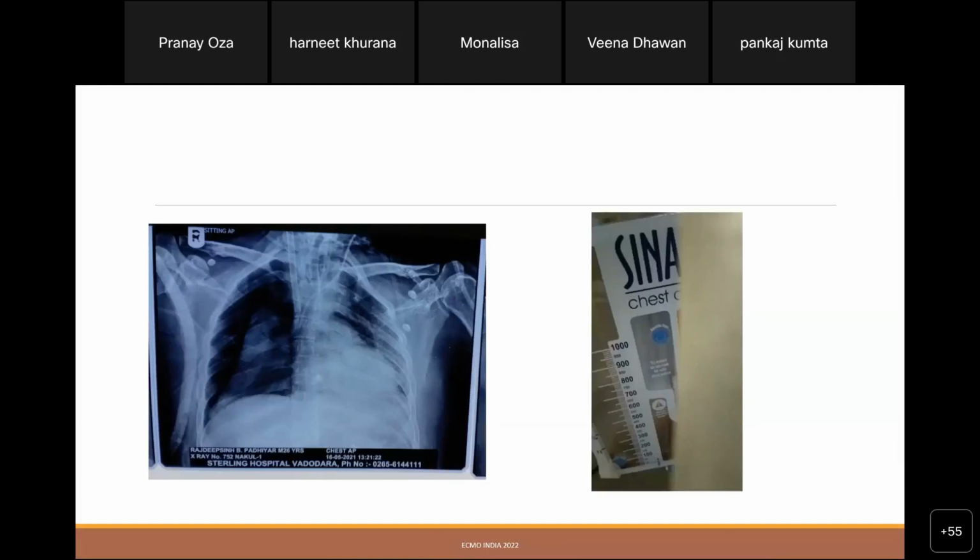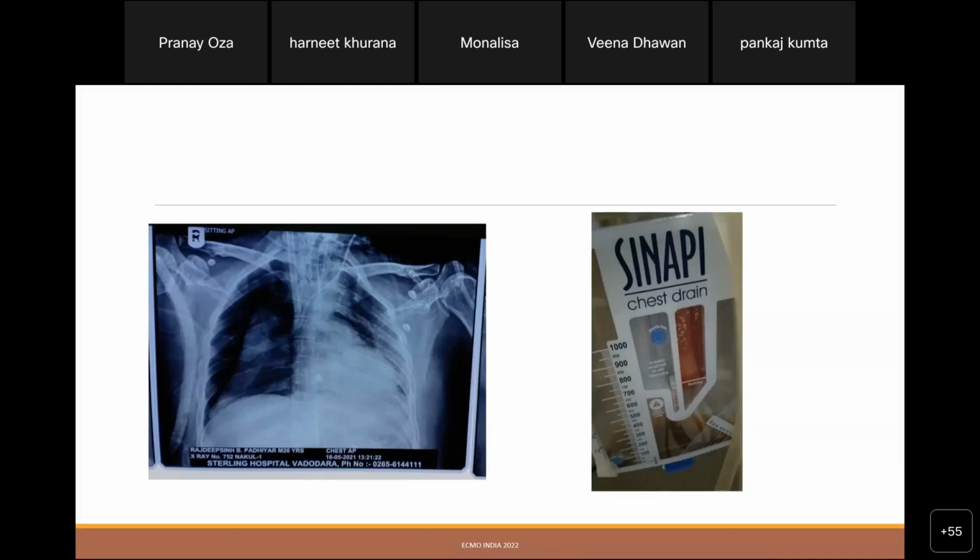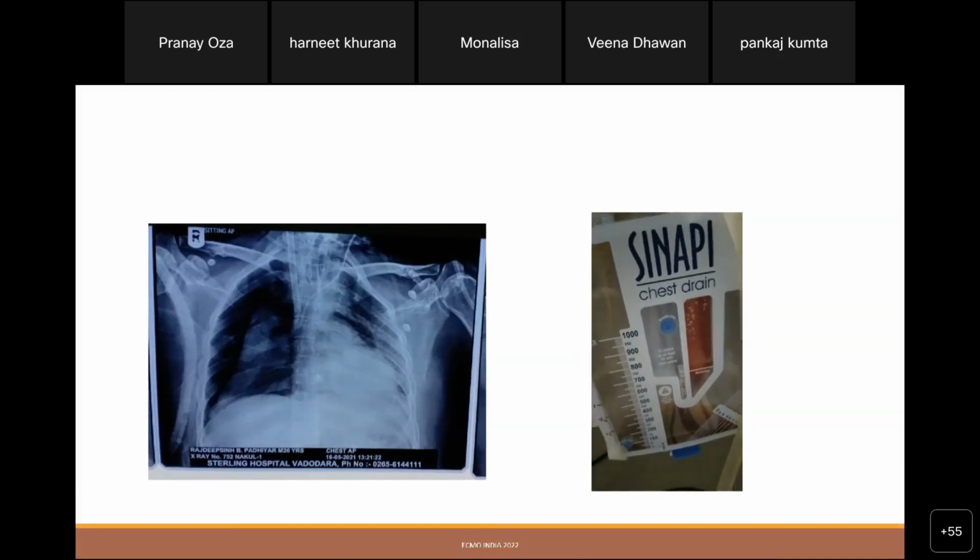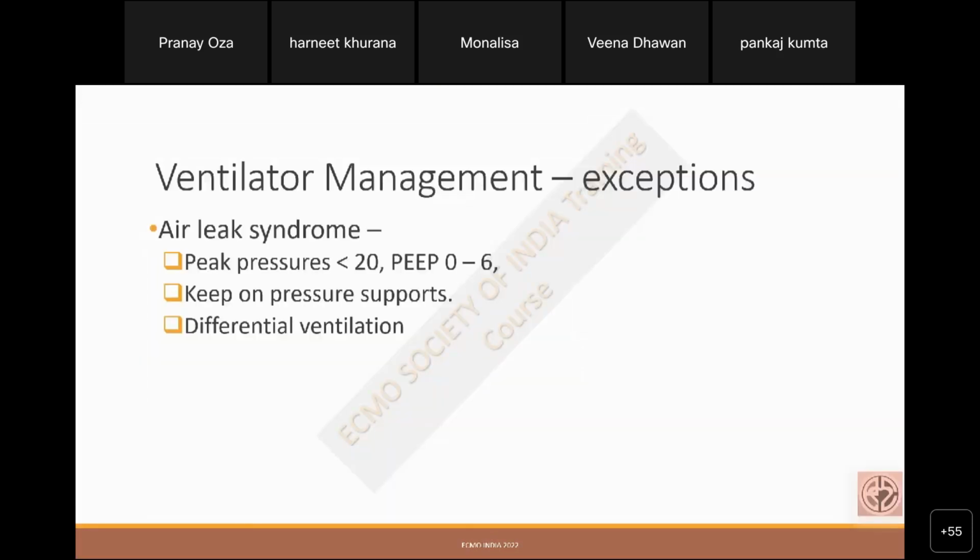Another situation is pneumothorax. You might see an X-ray like this, with a pneumothorax and continuous bubbling. In this case, we have to change our ventilator strategy. Here, in the case of air leak syndrome, we try to restrict the peak pressures to less than 20, and we titrate PEEP from 0 to 6. Usually we keep the PEEP at 0, see how the bubbling is, and gradually increase the PEEP by 1 and see whether the bubbling is increasing. So we see how much PEEP the patient can tolerate.